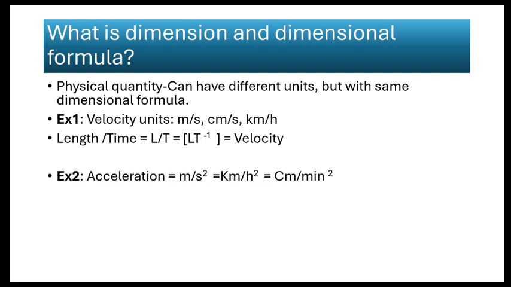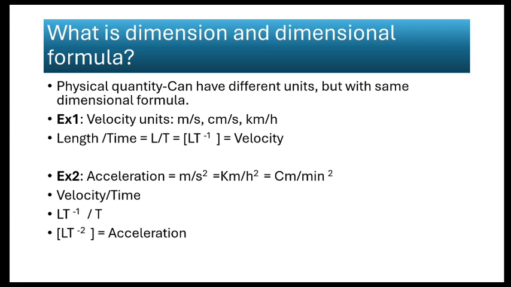Let me go with another example, acceleration. Its units are meter per second square or kilometer per hour square or centimeter per minute square. These are in the form of velocity by time. The velocity dimension formula is L T^-1, and there is an extra division by time in acceleration. If we bring this denominator T to the numerator, it becomes L T^-2. So this is the dimension formula of acceleration, [L T^-2] in closed square brackets. This is the way we need to write the dimension formula. Units might be different, but the dimensional formula is the same.